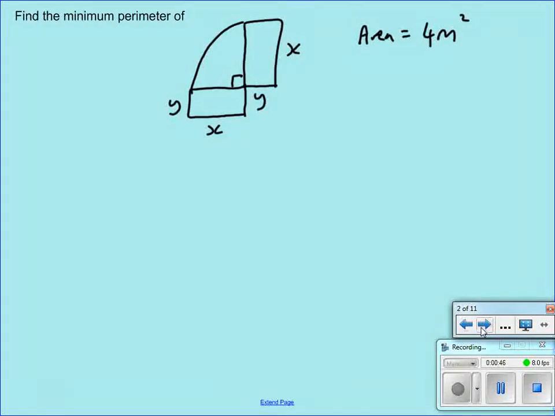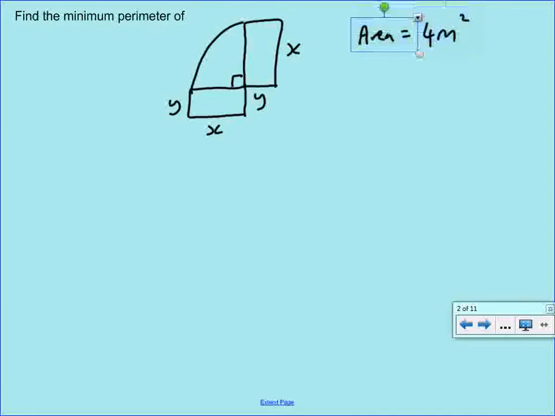So the important thing to remember is that the question normally gives you crucial information at the start. Here the area of this whole thing equals 4 meters squared, and this is composed of two identical rectangles and a sector.